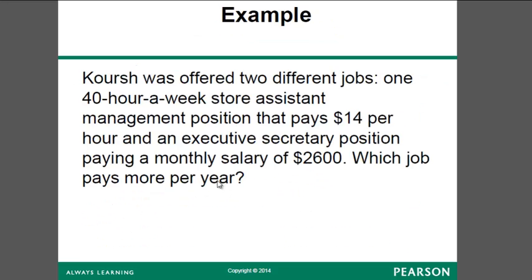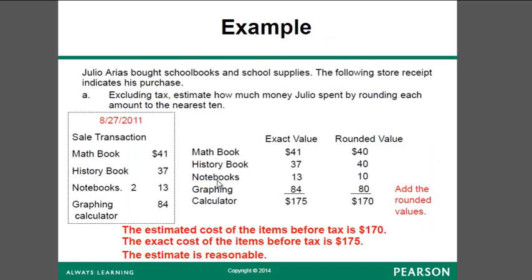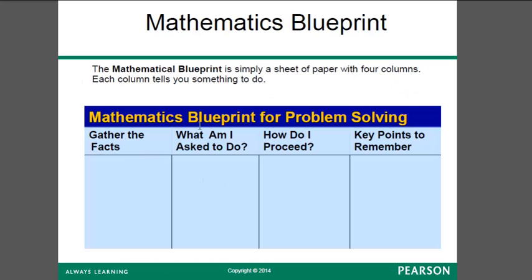So when you're looking at these, remember your blueprint. Gather your facts. Ask yourself, what should you do? How should you proceed? And then any key points to remember. If you do these 4 things, you will be doing very well when looking at word problems. This will help you decipher exactly what parts of the word problem are important, what parts are not. Because I know most of us tend to panic when we see word problems in front of us. That's the last thing that we need to do, is to panic.